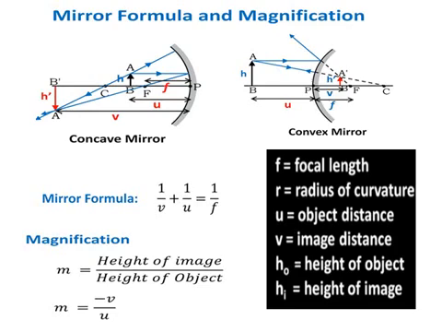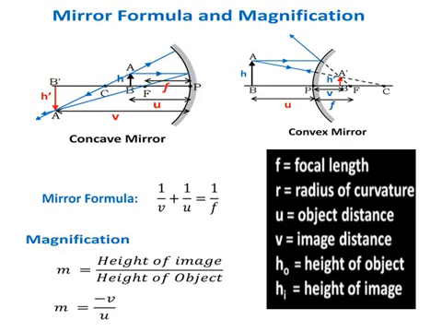So which is the object distance from the pole? BP is again the object distance U, B dash P is the image distance, and the distance between P and F is the focal length. So when you have the values of U, V and F, we can express the mirror formula as 1 by V plus 1 by U is equal to 1 by F.